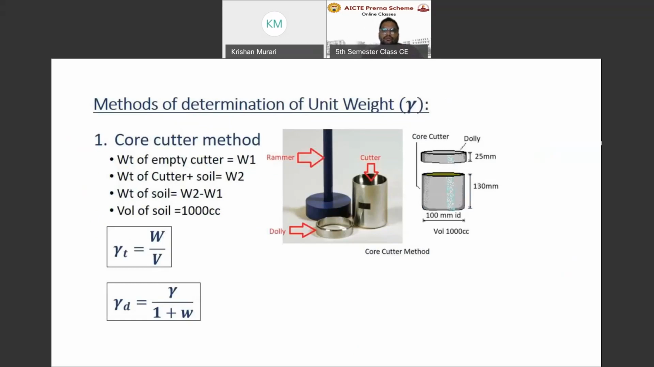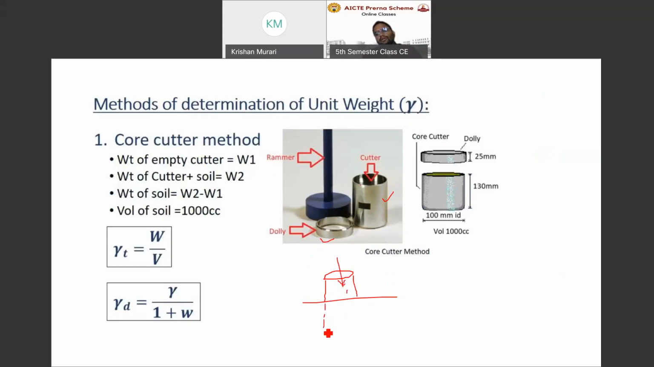There are some simple instruments here. First is the core cutter, second is the dolly that is put over the core cutter, and third is the rammer. So firstly you have to go on site, and after that the core cutter is to be placed stable here, and after that a dolly is placed overhead, and after that with the rammer you can penetrate it into the soil.